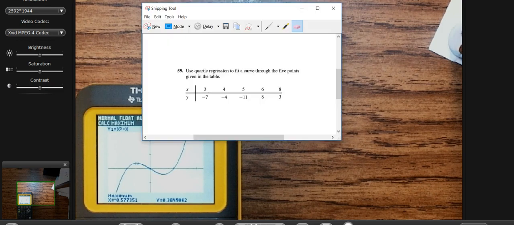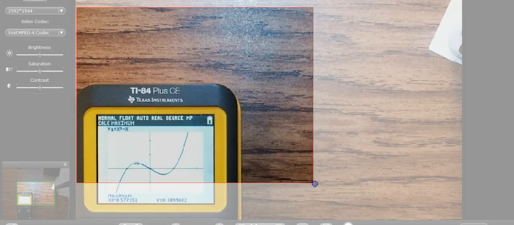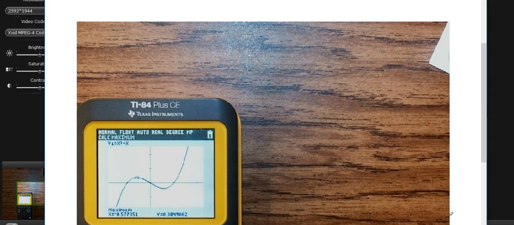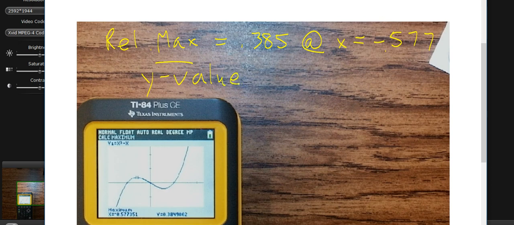So there is your relative max. The relative max is the y value, remember, 0.385, and it's occurring at that x value. So maybe I can freeze this. Use the yellow pen so it's easier to see. We could say that the relative max equals 0.385 occurring at x equals negative 0.577 approximately. So just to understand, a relative max or relative min is a y value, just like a limit is a y value.